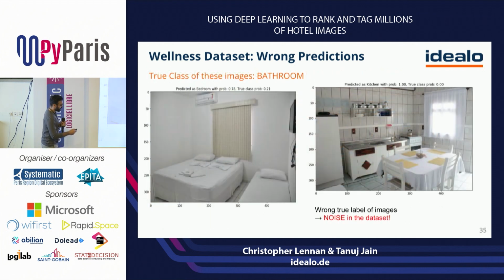The second problem that we saw was an interesting one. Everyone can say this is a bedroom, this is a kitchen. The classifier also says this is a bedroom, this is a kitchen. But some poor guy who made up the wellness data set thought both of these were bathroom for some reason. So there's some noise already present in the data set. So we said, OK, now we have two problems, a bias and a noise problem. Let's see what we can do about them.